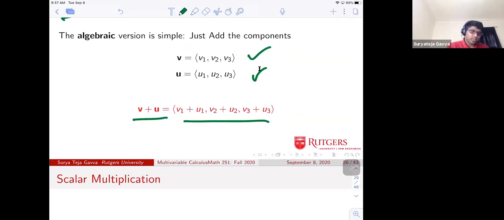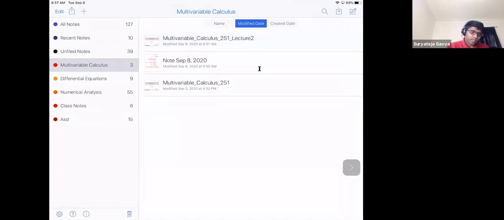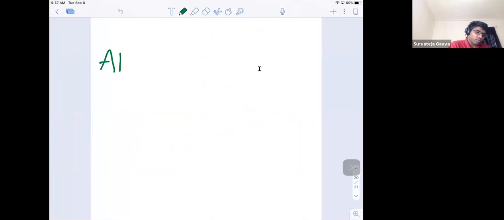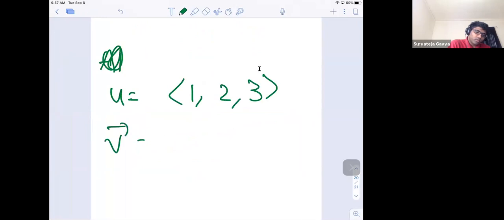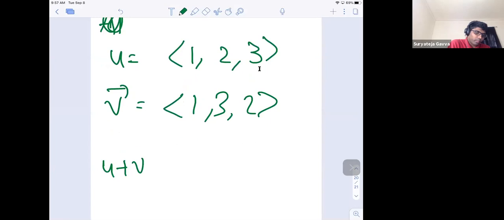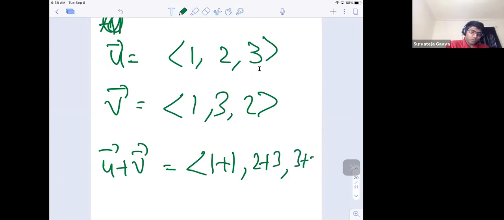Okay, so let's see. If u is 1, 2, 3 and v is 1, 3, 2, what is u plus v? Can you tell me what u plus v is? Right, it's 1 plus 1, 2 plus 3, and 3 plus 2, which is 2, 5, and 5.